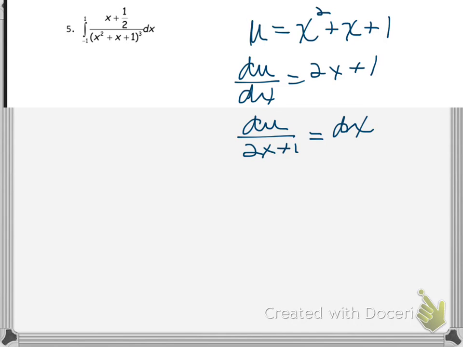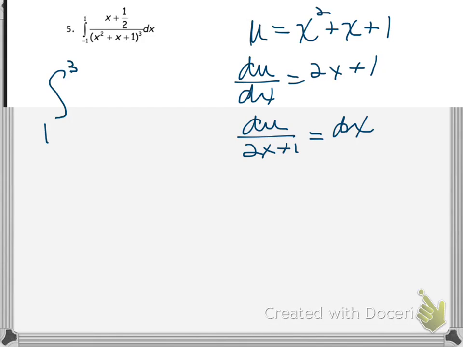Okay, so now let's start substituting. And I'm not going to write my endpoints because I had to change them also. And actually, we can do that right away if you want. So negative 1 squared is 1 plus a negative 1 is 0 plus another 1. So this bottom number becomes a 1 also. Okay, let's do a positive 1. So 1 plus 1 is 2 plus 1 more is 3. So our new endpoints are 1 and 3.